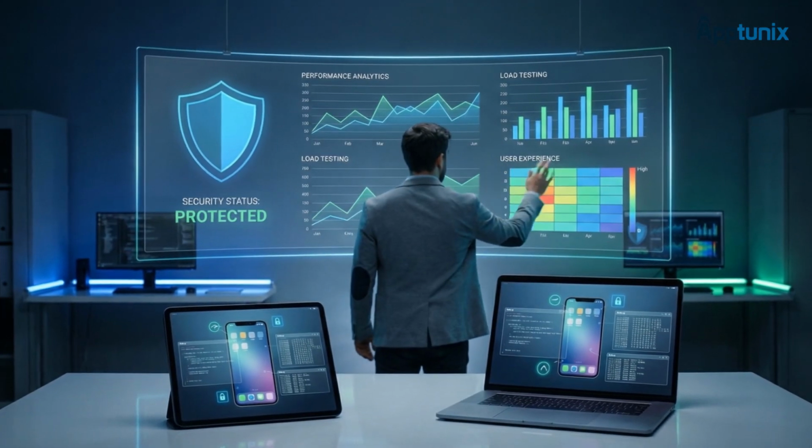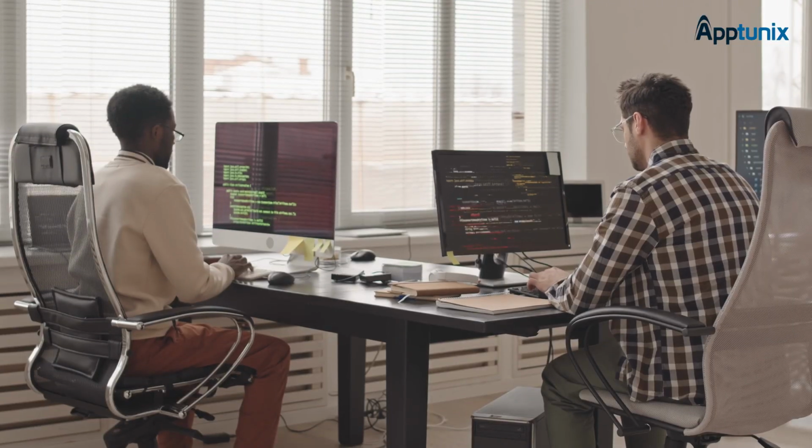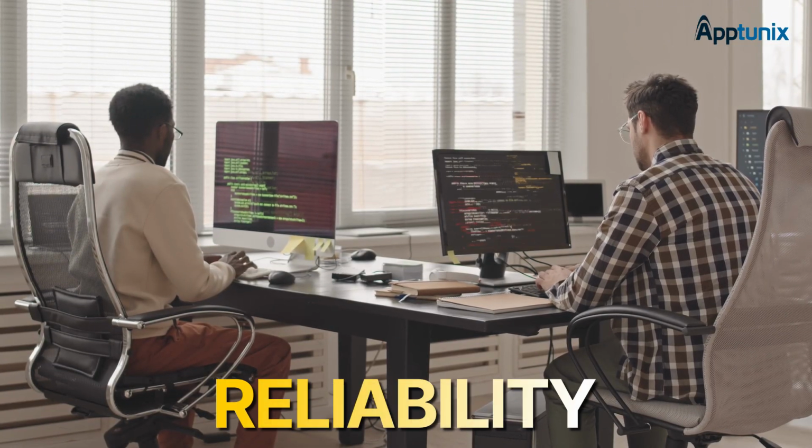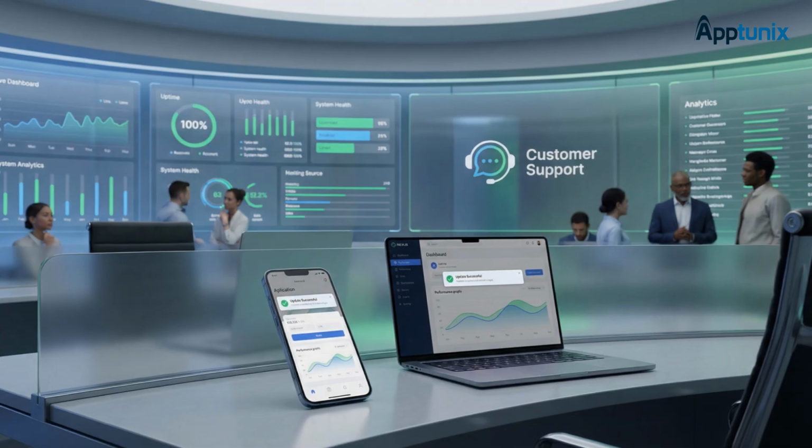Test and improve. Conduct security, performance, and user experience testing before launch. Continuous improvement helps maintain reliability and user trust. Maintain and support the app. Regular updates, performance monitoring, and customer support are crucial for long-term success.